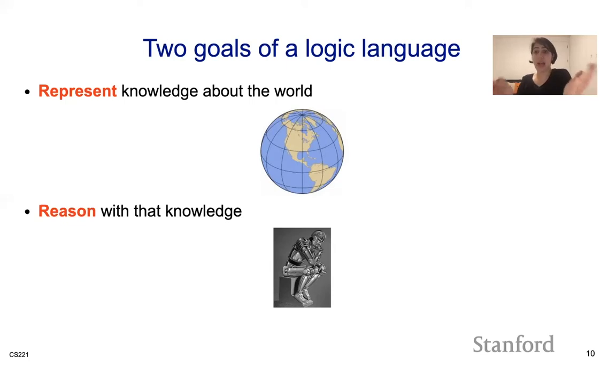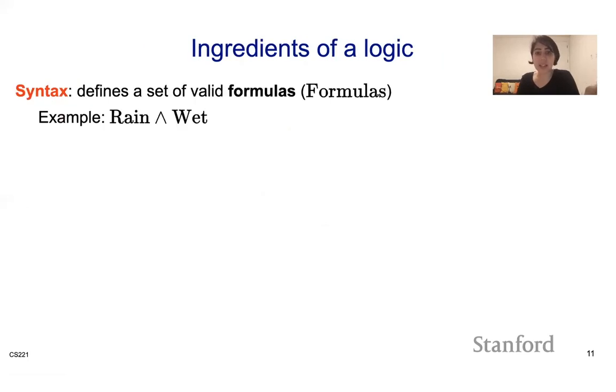Like, you're telling me it's raining and wet, so it is definitely, like, both of those statements are true, and you should be able to reason about that. And that is the goal of a logical language. And when we think about logic, we have kind of three main ingredients for logic.